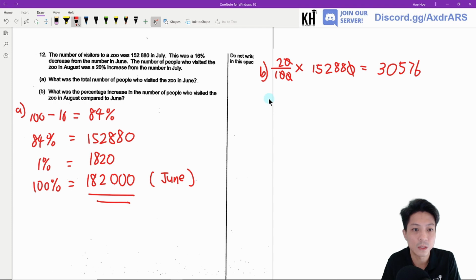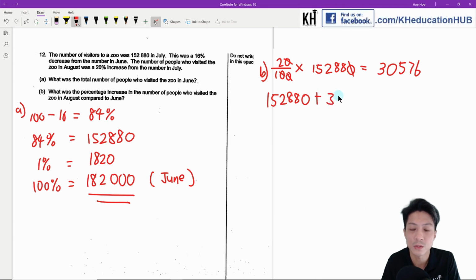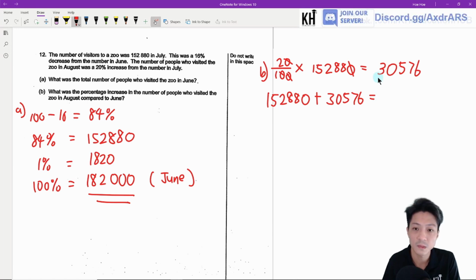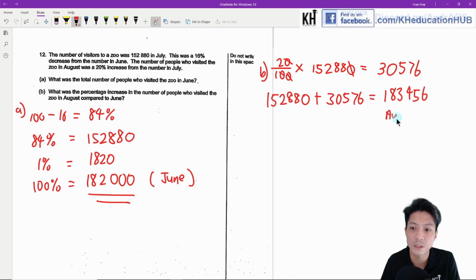Okay, so the next step would be to use 152,880 plus 30,576. Okay, that will be 183,456. This would be the number in August.